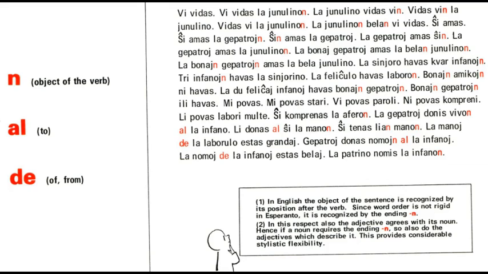Let us begin. Vi vidas. You see. Vi vidas la junulinon. You see the young girl. La junulino vidas vin. The young girl sees you. Vidas vin la junulino. The young girl sees you. Vidas vi la junulinon. You see the young girl. La junulinon belan vi vidas. You see the beautiful young girl.